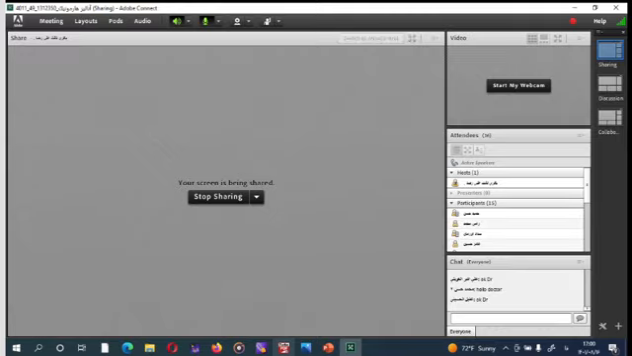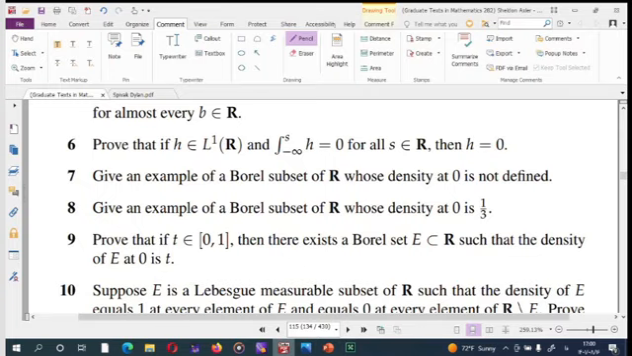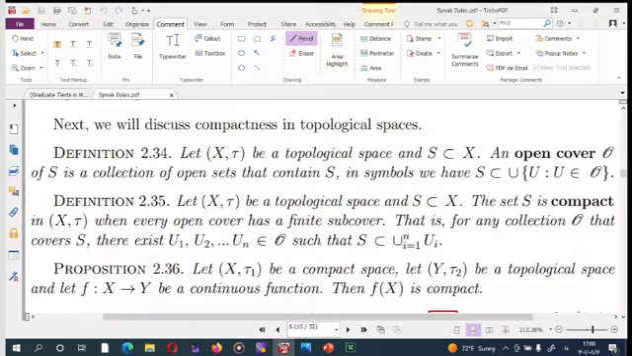We must define compact topological space or compact set in topological space.